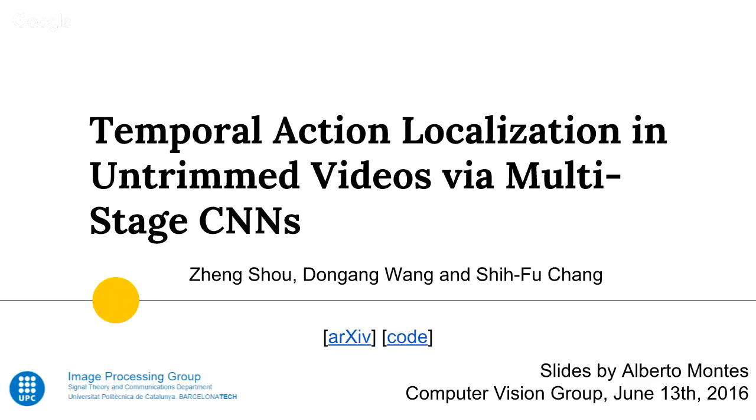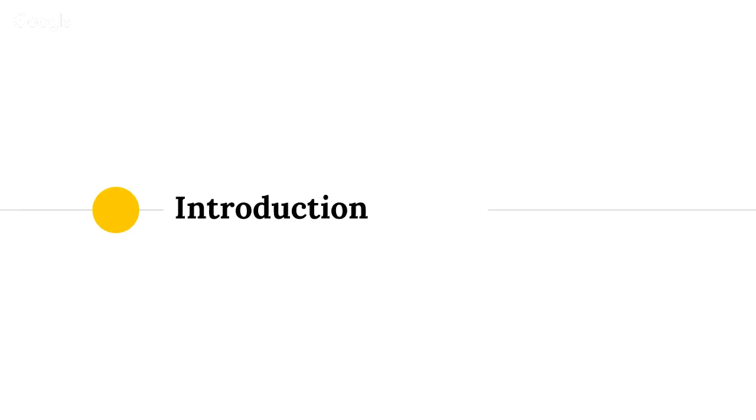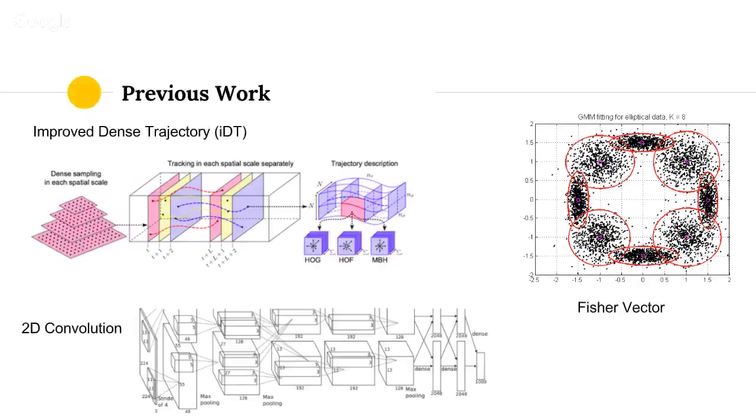Okay, so this paper is a framework for what I have been working on, the detection part: trying to localize actions in untrimmed videos. Here you can find the paper and the code if you want. So let's start. All the previous work related to videos has tried to extract features from frames using 2D convolutions, also IDT, improved dense trajectory, and also feature vectors. And that's what most of the papers related to videos have presented until now.